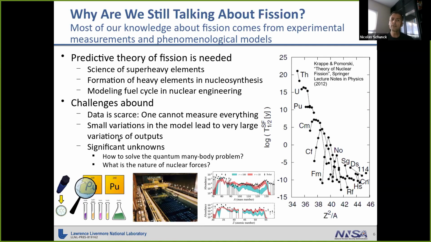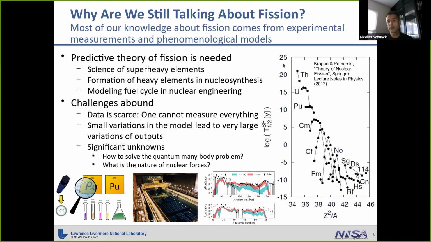The second problem is that in your models, small variations of the ingredients of the model could lead to very large variations of the output. And this can be somewhat understood from this picture on the right. What I'm showing here is the spontaneous fission half-life of heavy elements. The scale here is a log scale. The half-life is marked in years, so the half-life is just the time it takes for half a sample to undergo fission. And this is shown as a function of this weird unit here.